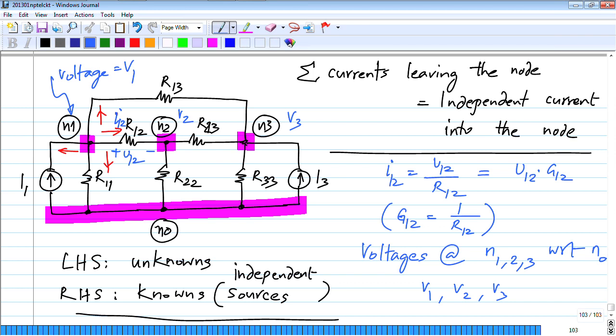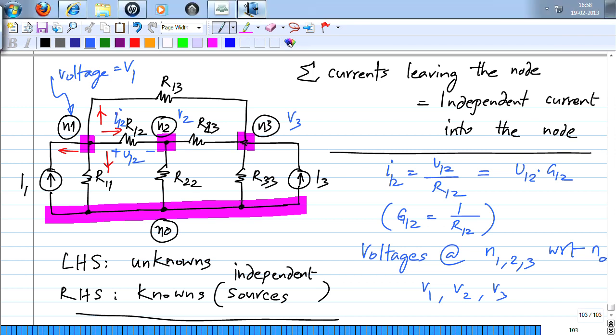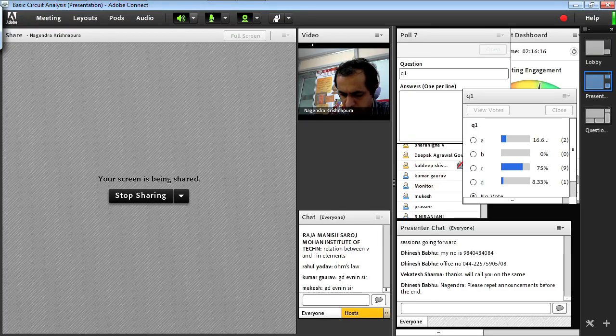If you have any questions about these definitions, please ask questions now so that we can go ahead with the circuit analysis in a smooth way. Any questions about any part of what I said so far?